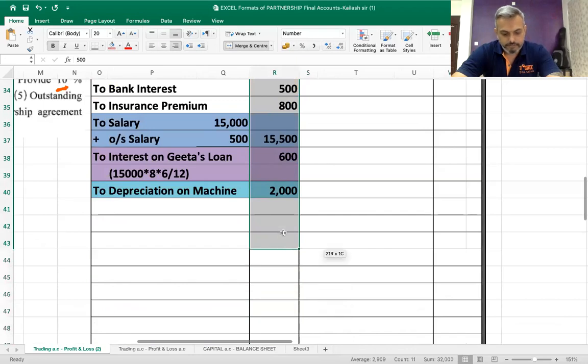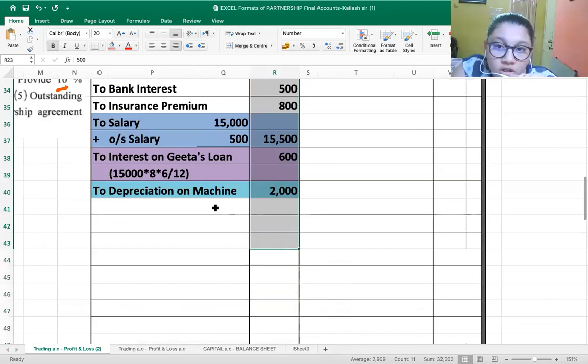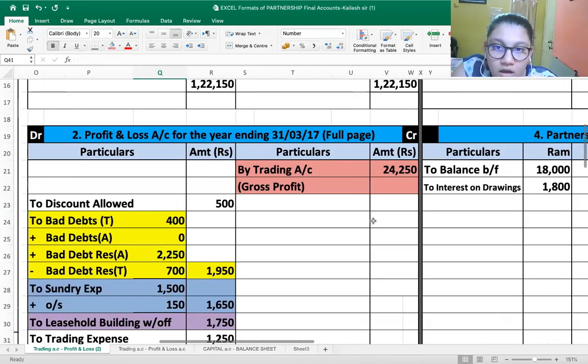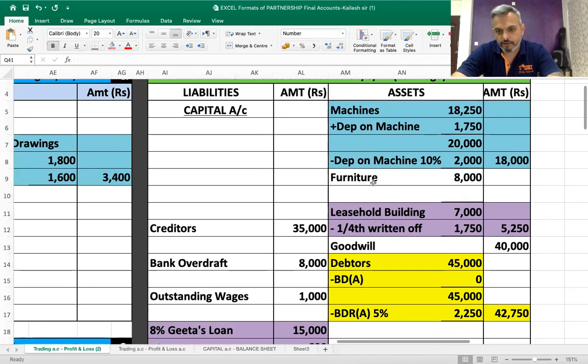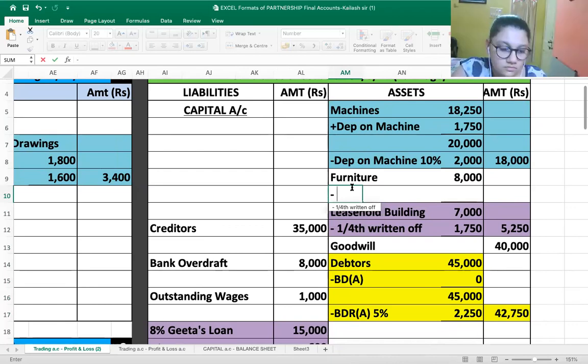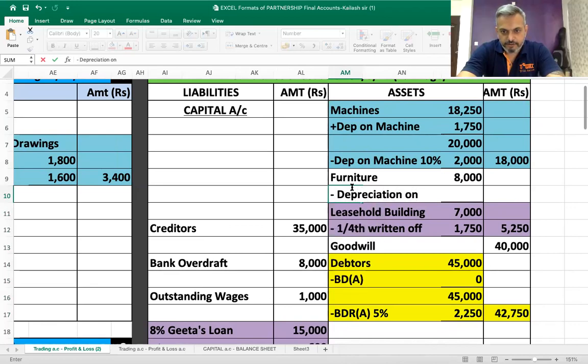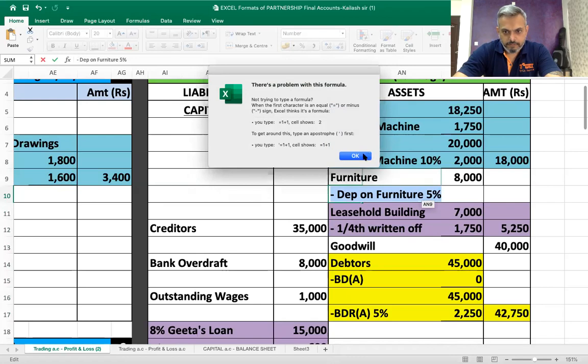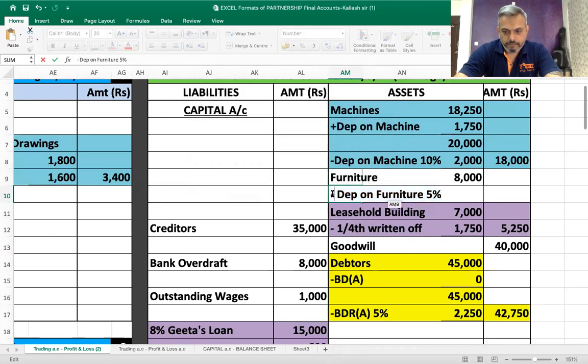Sir, आपने डेप्रिसिएशन ऑन फर्नीचर नहीं दिया है, नहीं प्रोवाइड किया है. हाँ. Okay, see that's why don't start closing it. Great, thanks. Okay, minus depreciation on furniture, 5%. So 400.